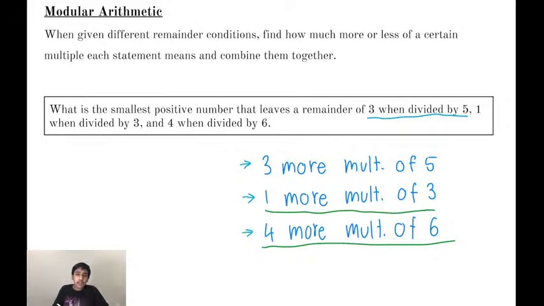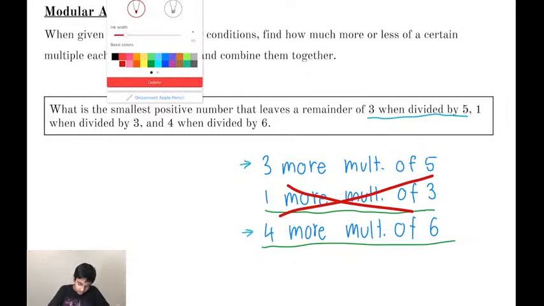Because if a number is 2 less than a multiple of 6, we already know it's going to be 2 less than a multiple of 3. Therefore, this condition is redundant. We don't need it, because it's already part of the third condition. So now the problem just becomes the first and the third condition left. That means that we know it's 2 less than a multiple of 5, 2 less than a multiple of 6.